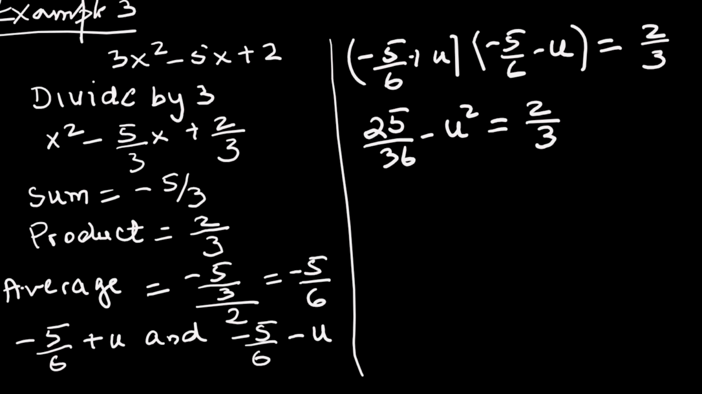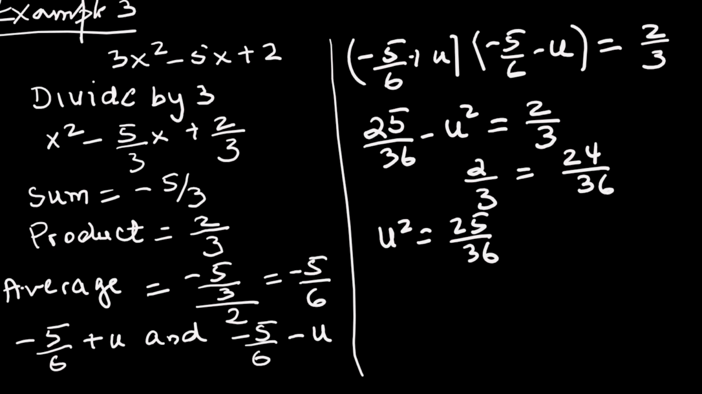Now let's convert 2/3 to a denominator of 36. We can do that by multiplying both the numerator and denominator by 12. 2 times 12 is 24, and 3 times 12 is 36. So 2/3 becomes 24 over 36. Now we have u squared equals 25 over 36 minus 24 over 36. That gives u squared equals 1 over 36. u equals the square root of 1 over 36.